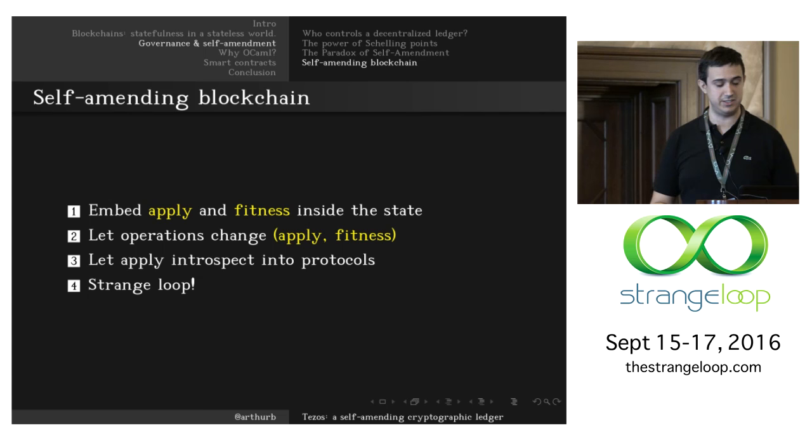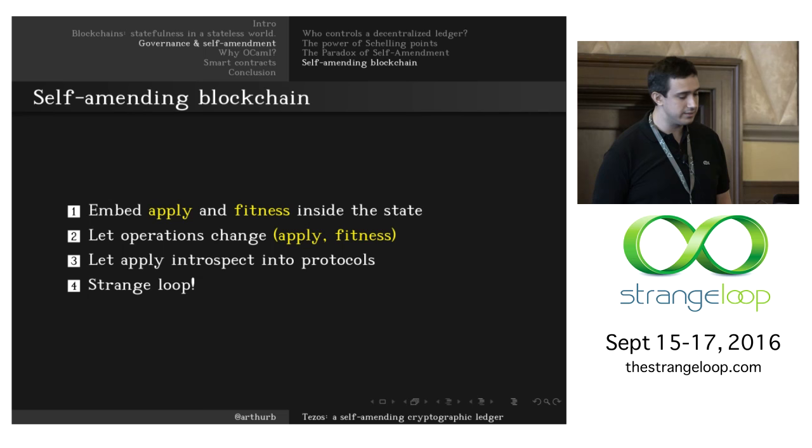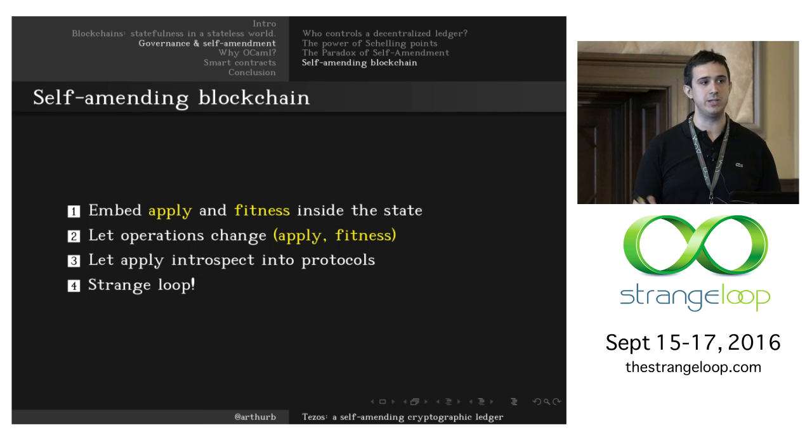So why do we want to do this? Well, we want to do this for governance, because what we were discussing earlier is, who controls the blockchain? And to a large extent, controlling the blockchain means being able to change apply and fitness. So who can change apply and fitness?